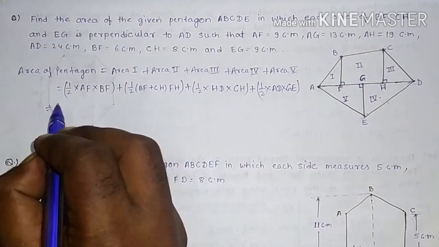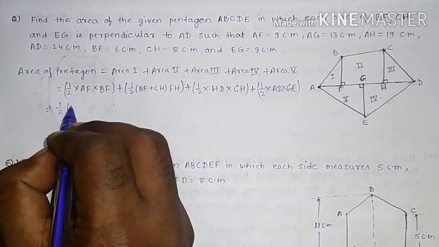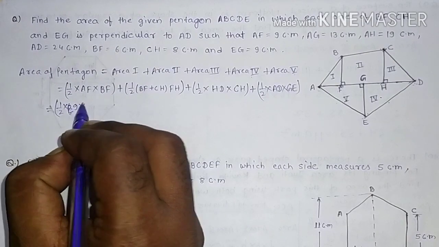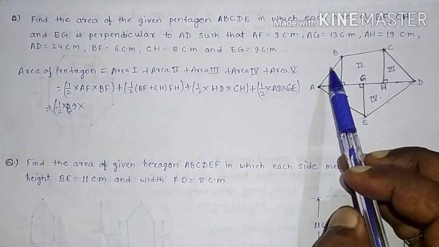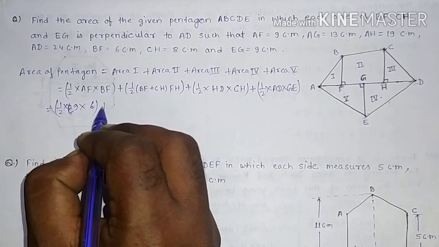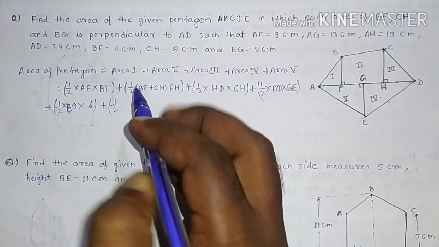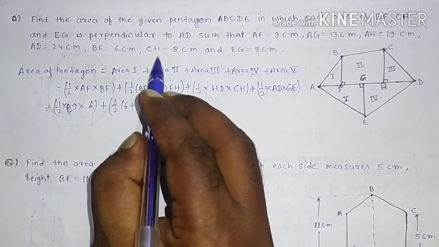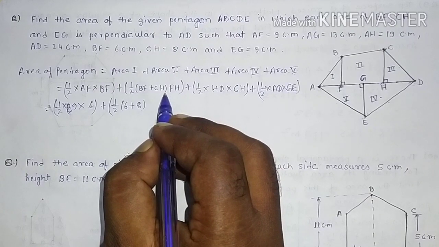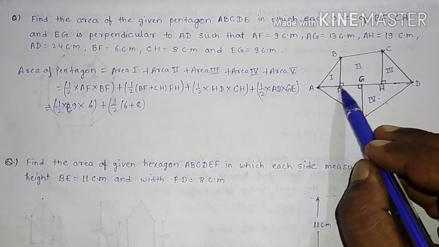Now just put the values. Half AF. AF is given here 9 centimeter. Half into 9 centimeter into BF. BF is given 6 centimeter. So this is 6 centimeter, plus half BF plus CH. So BF is 6 centimeter. CH is given 8 centimeter. And FH is here FH. That means FG plus GH.